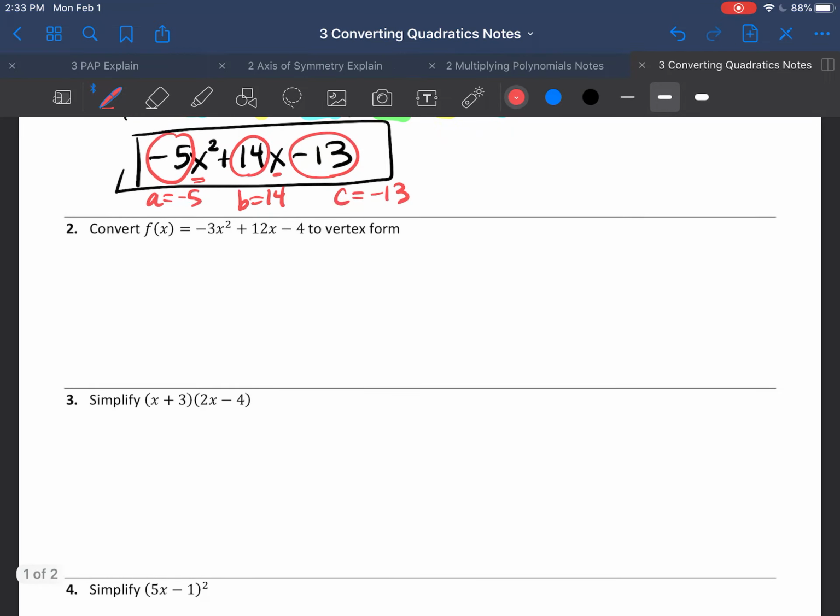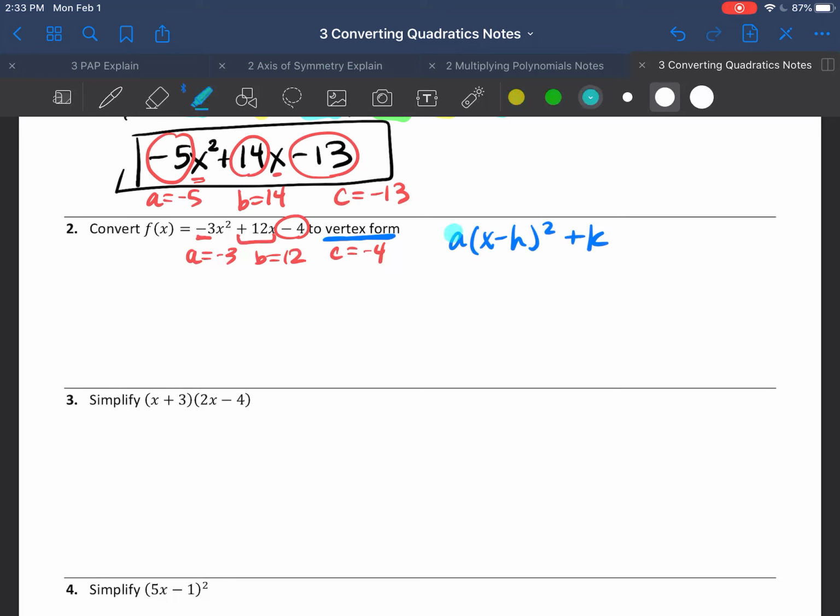Okay, for number 2, they are giving you standard form. Here they've told you A is -3, B is 12, C is -4. So we have standard form, and we want to convert to vertex form. So in order to do that, we need to know, this is our vertex form, we need to find A, H, and K. All right, so remember A is the exact same A value. So on the test, when they ask for the A value, everybody should get the A value.